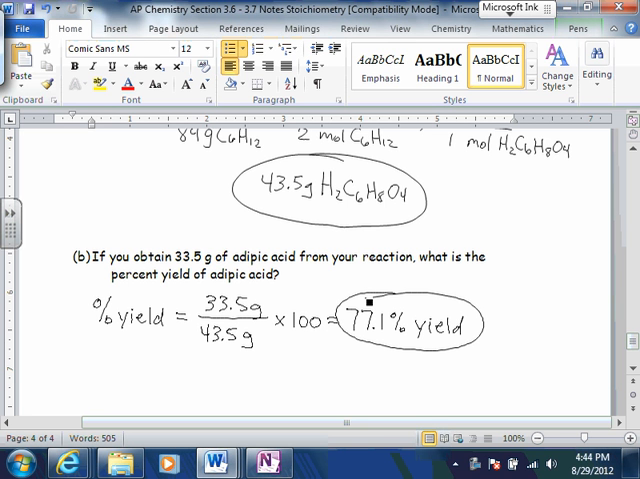Now, this is actually a good way to check to make sure that you're on the right track with your theoretical yield. If your actual yield that they give you ends up being bigger than the theoretical yield that you calculated, you probably calculated something wrong on your theoretical yield, because your percent yield can never be bigger than 100%. Okay?